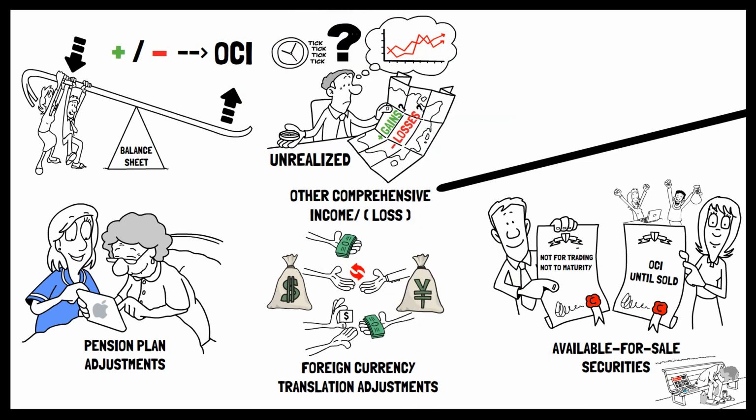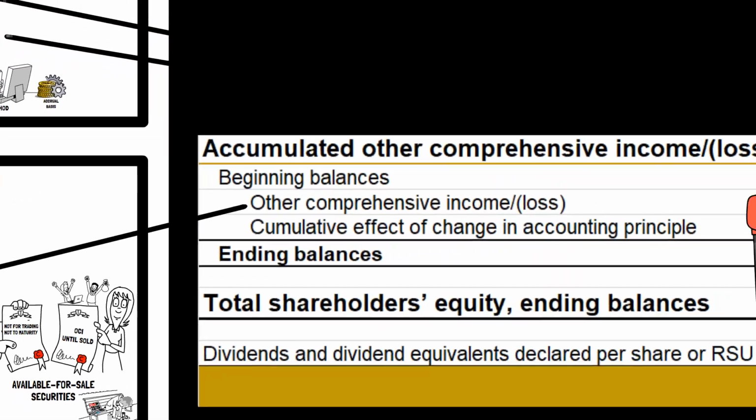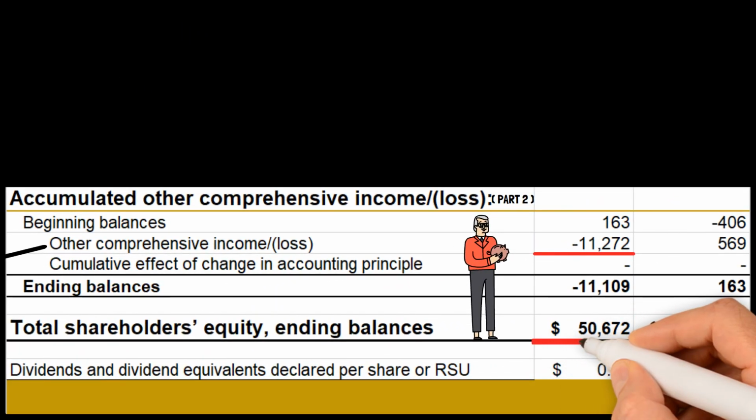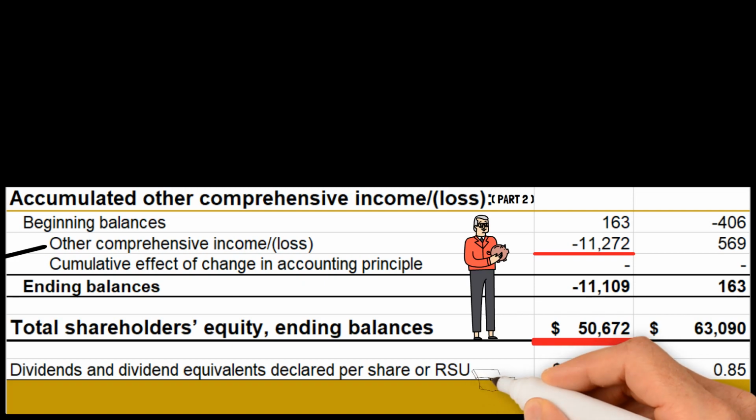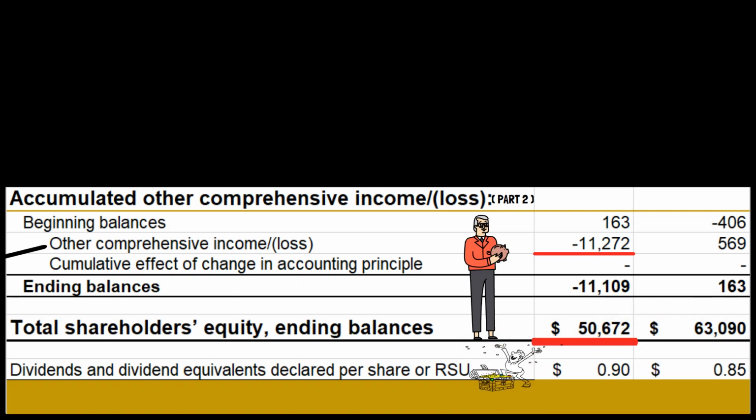By summing up the ending balance of all three parts related to Apple's shareholders' equity of 2022, total shareholders' equity ending balances of roughly $50 billion can be established. Ultimately, the final row of dividends and dividend equivalents declared per share or RSU indicates a value of $0.9.